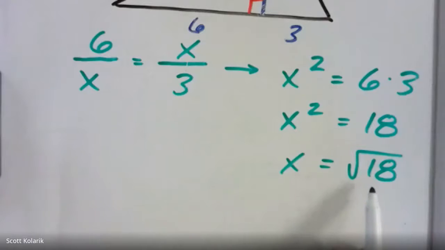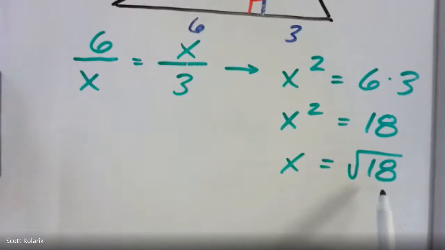This is what we would call my exact solution. At this point, just be careful about what they're asking for in the problem. They may ask you to, for instance, round to the nearest 10th or 100th or whatever. If that's the case, I would do this in a calculator. I would take the square root of 18. It would give me 4 point something.